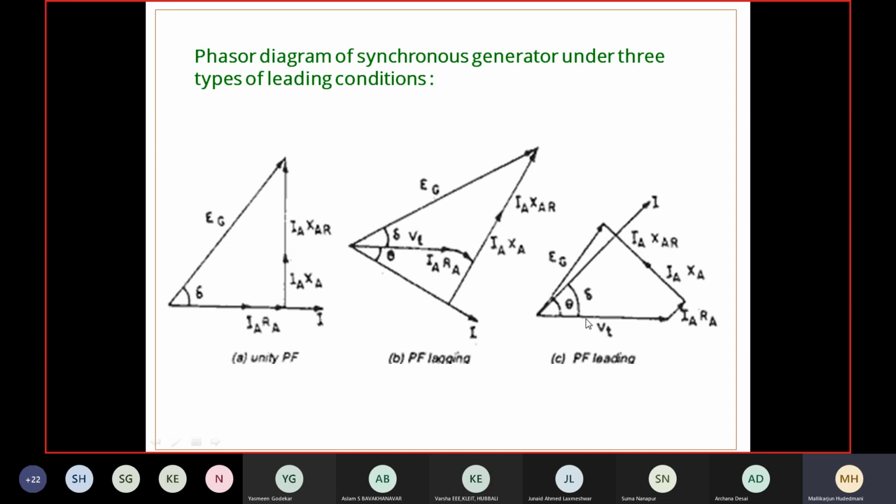Similarly, when the terminal voltage VT and the current are shown as leading, in the diagram you will find VT, at the tip of that IaRa parallel to the current axis, with the current leading by an angle theta, and IaXa. Then you will find the profile of the voltage easily.